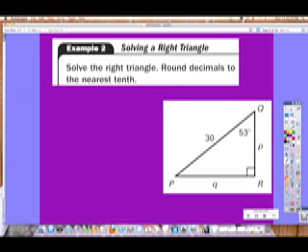I just think, all right, 180 minus 90 is 90. So what plus 53 is 90? Is it 37? Okay. So right there we've got all our angles. Angle P is 37 degrees.